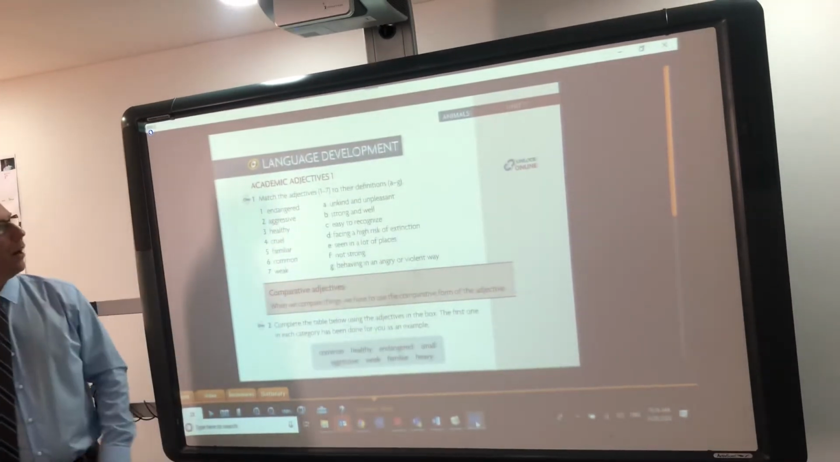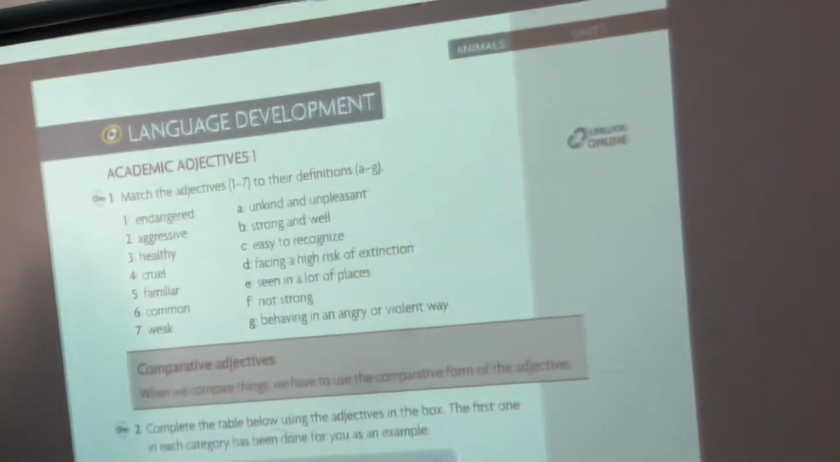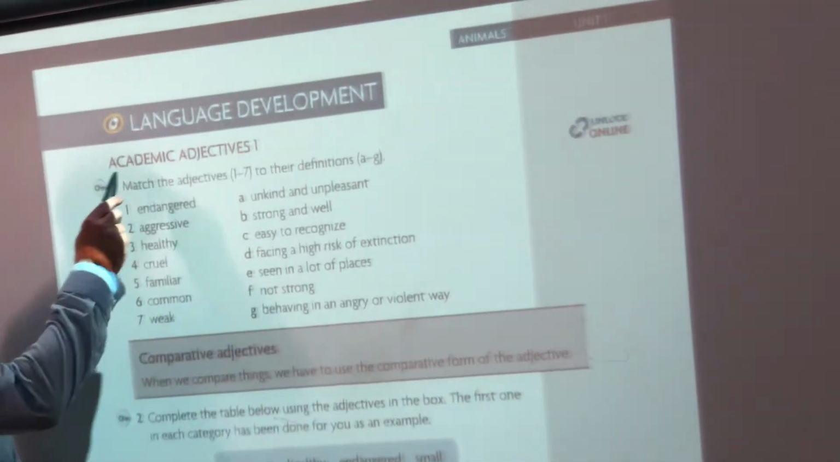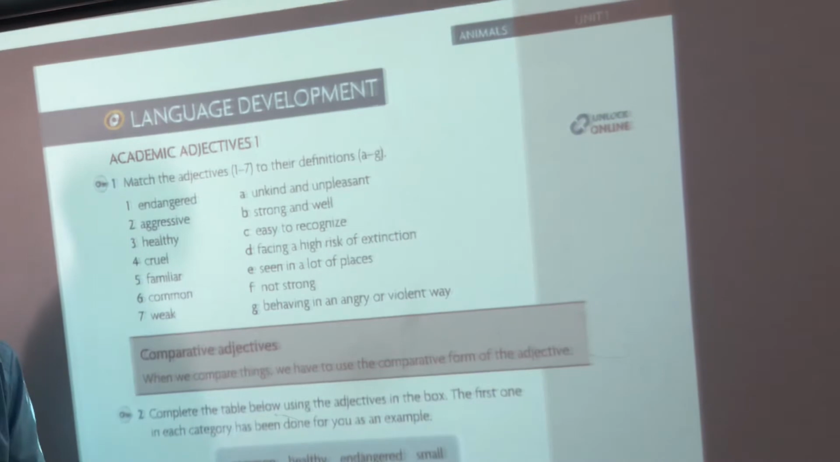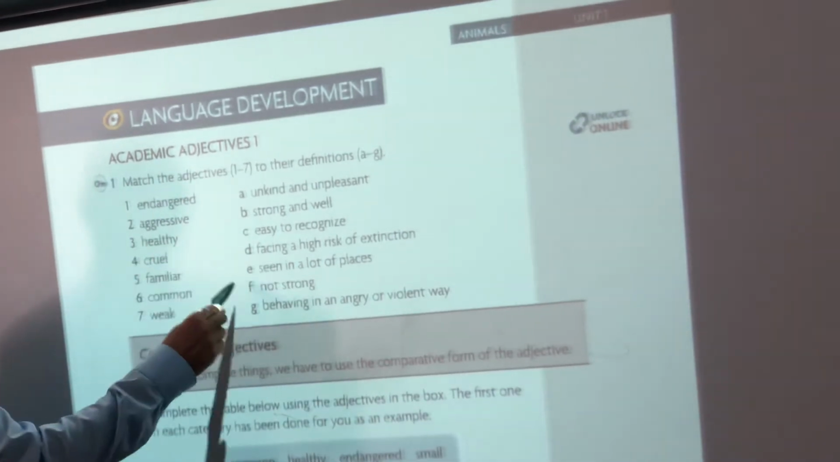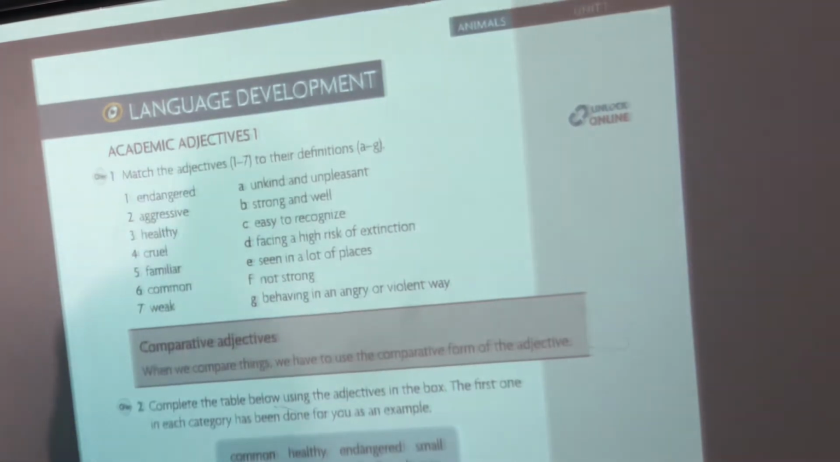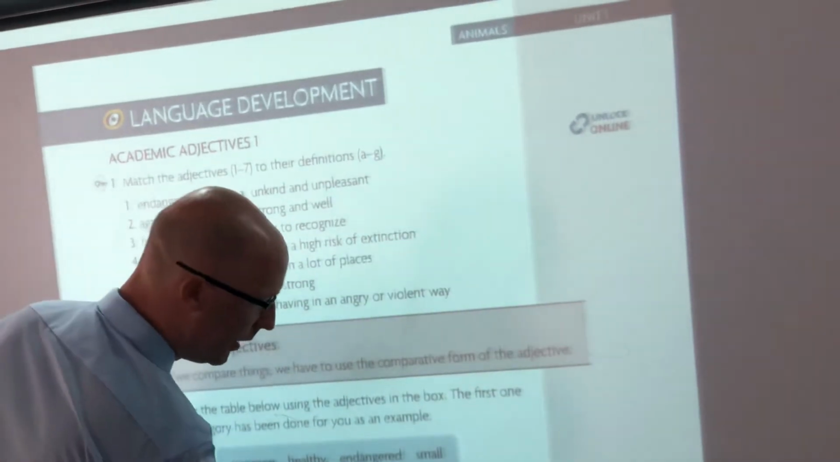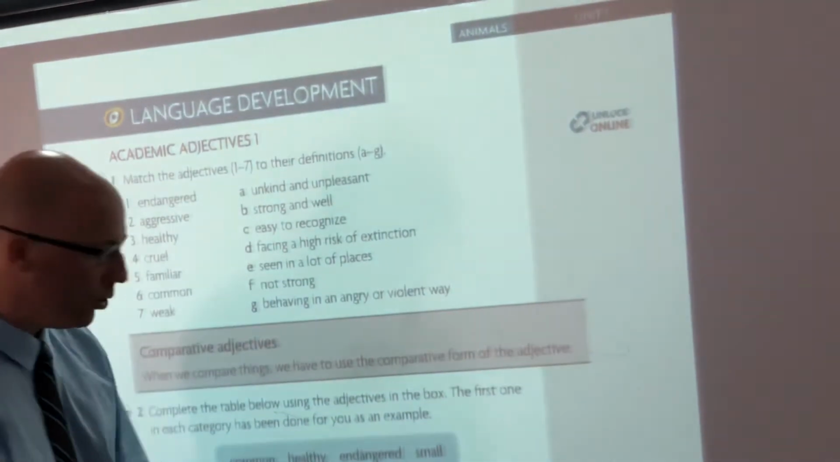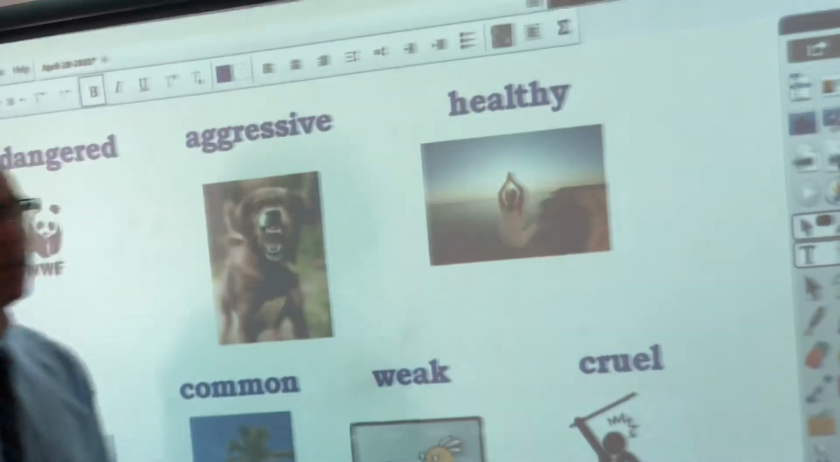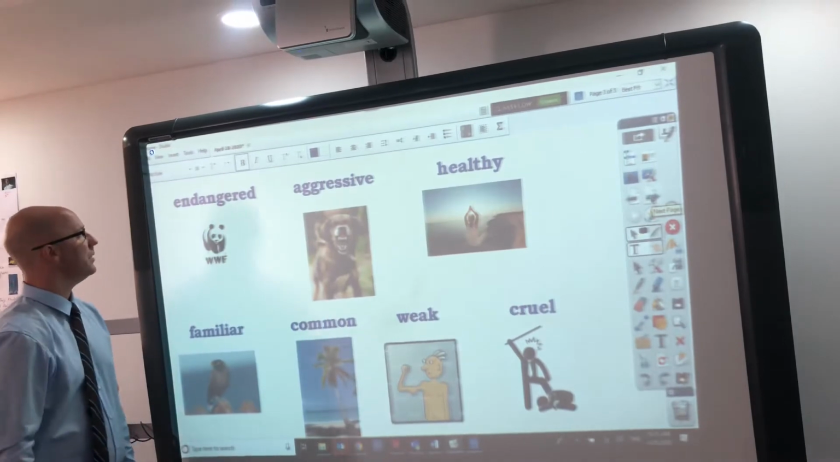So we're here on Unit 1 on page 23. Unit 1, page 23, academic adjectives. So your job here is to match the adjective with the definition. That can be a bit tricky if you don't know the word. So you could use a dictionary, you could use Google, but I've made a little something to help you. Okay, so let's look at these images.